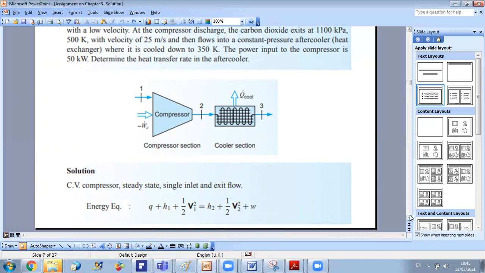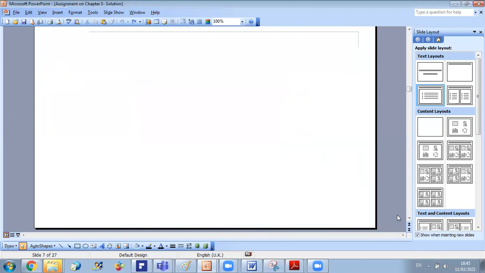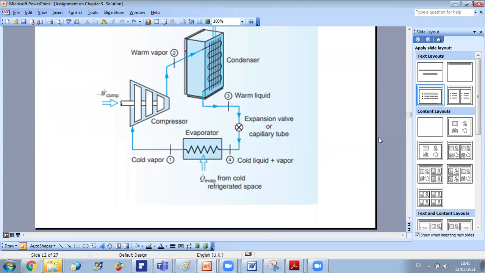Okay, now another problem. Now we will start to deal with cycles. Until now we have treated each component separately, just to understand what is happening in each component. Now, in general, what is more interesting is to look at cycles.